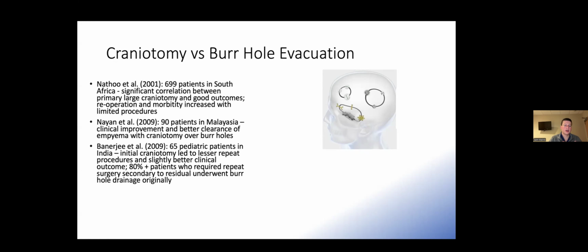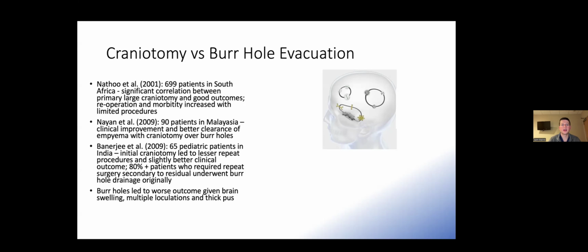In the one large study that I found of pediatric patients, published also in 2009 out of India, they found that an initial large craniotomy led to lesser repeat procedures and a slightly better clinical outcome. Over 80% of patients in their case series that had the required repeat surgery had it secondary to residual after a burr hole as opposed to a craniotomy.